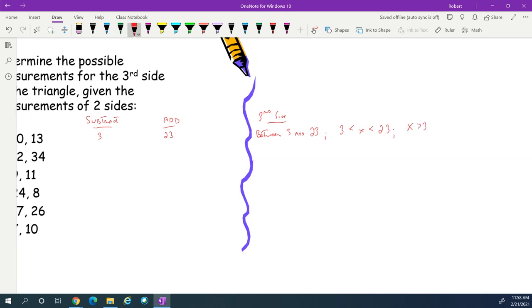x is greater than 3, and x is less than 23. x cannot be 3 and x cannot be 23. It must be a number between 3 and 23. It could be 3.1. It could be 22.99, but it cannot be 3 and it cannot be 23.